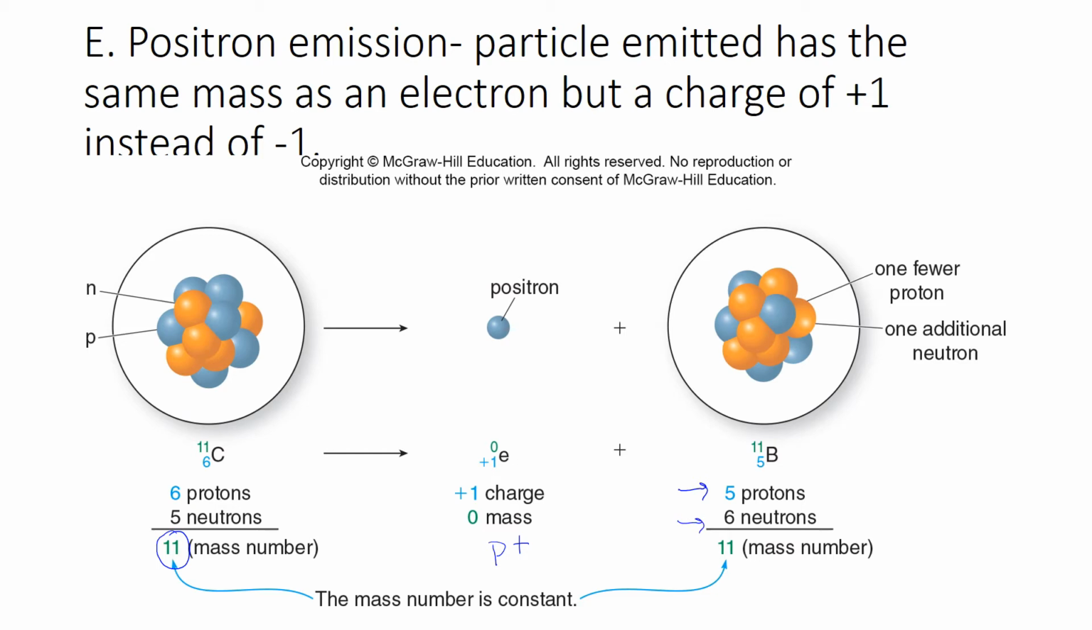Now, the mass number is still the same. That hasn't changed, but what has changed are my number of protons and neutrons, and that is through the loss of a positron, which is like a positively charged electron. I'm not losing any mass by emitting a positron.